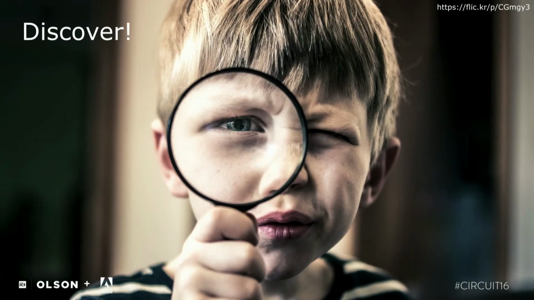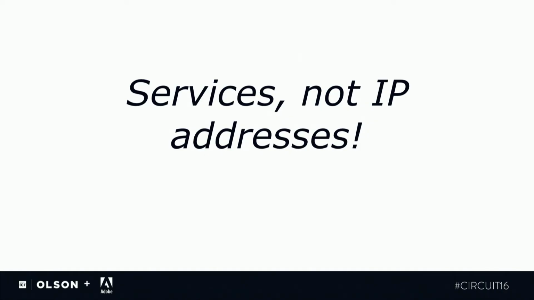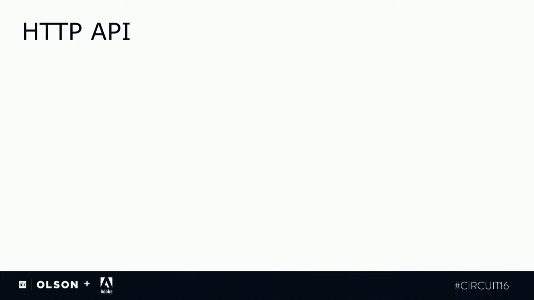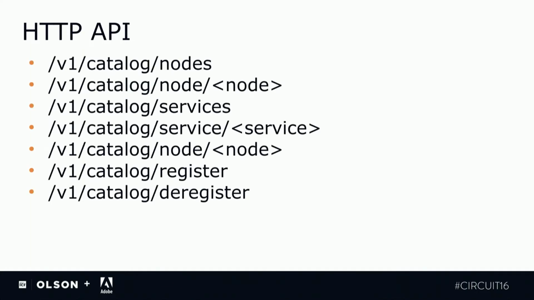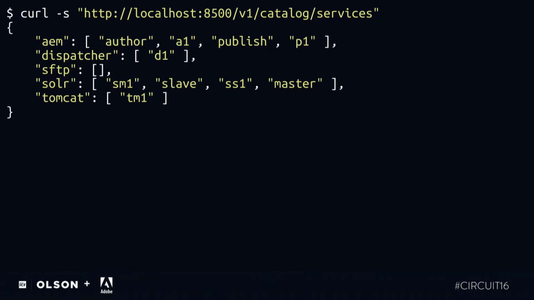And when you add a bunch of services, the next thing is you have to start discovering things. The really important or crucial part here is that you're looking for services, not IP addresses. You want to talk to publish, you want to talk to Solr, you want to talk to some external API, not to a given IP address. There's a rich HTTP API, but that's not really useful for us. Here's a couple of examples.